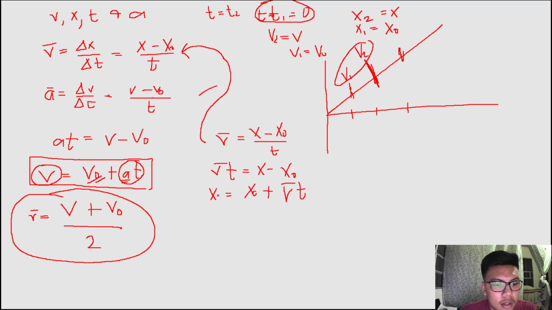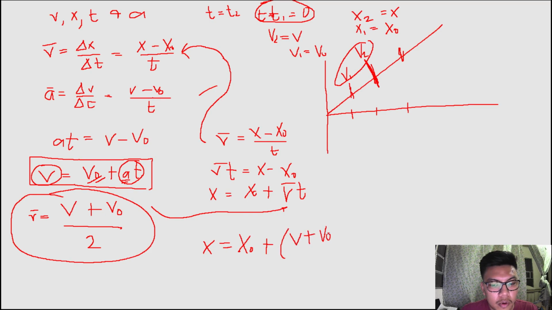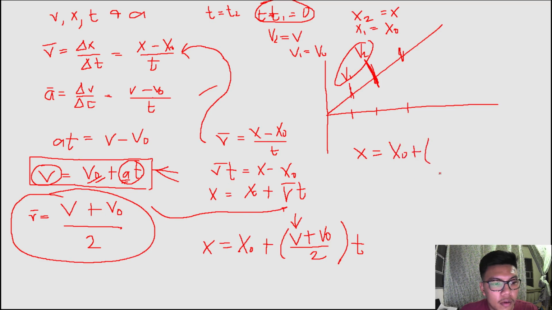So now, from this equation, we can substitute. Okay, pasok natin to dito. Palitan natin yung v bar. So we have x is equal now to x sub o plus v plus v sub o all over 2 times t. Okay, so we can also replace this v by this equation, yung value nito. So substituting the value of v here, we have x is equal to x sub o plus, yung value ng v, so we have v sub o plus a t, plus v sub o, all over 2 times t.